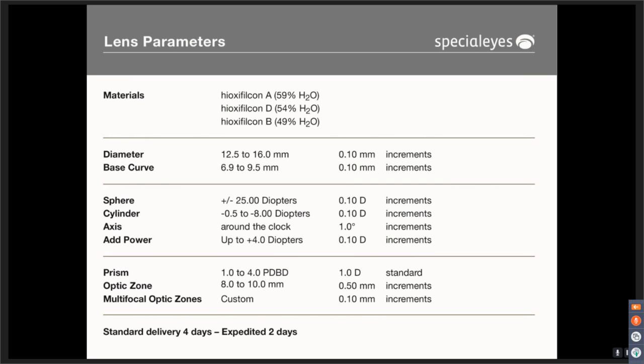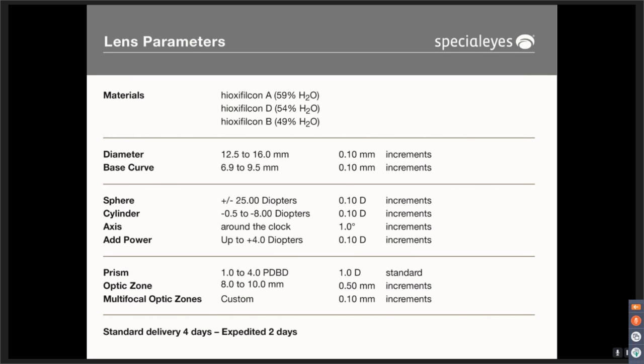These are the specifications. It comes in three different materials, 59, 54, and 49%. I usually use the 54% for almost everything. I do have patients that are still stuck in the annual lenses. They've worn these things for the last 40 years, and by gosh, that's what they're going to do. I'll use the 49% lens on them. I used to use a lot of the 59%. I really don't use a lot of them anymore. I wear the lens myself. I don't find any difference between the 54 and the 59%.